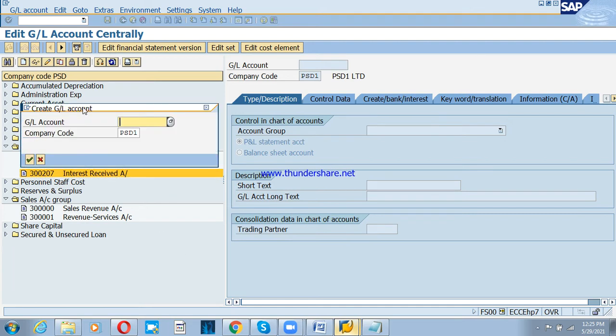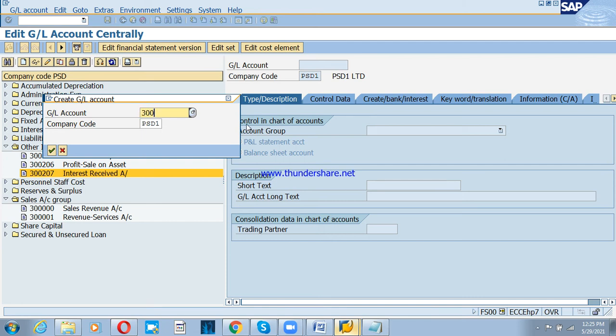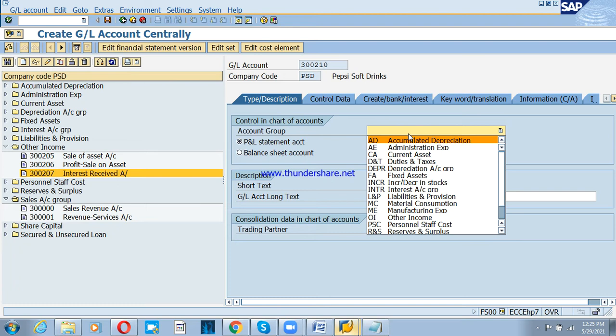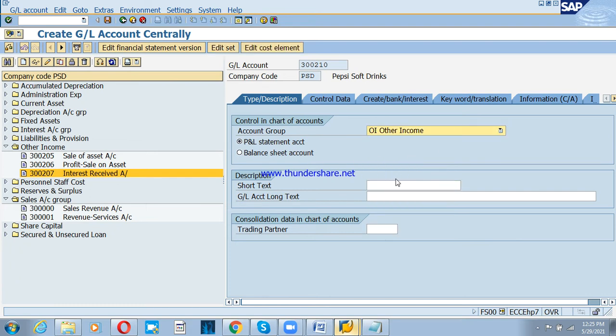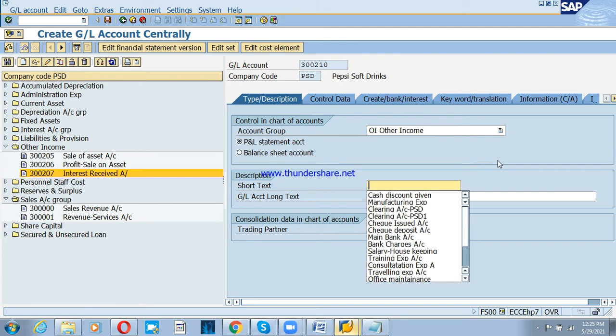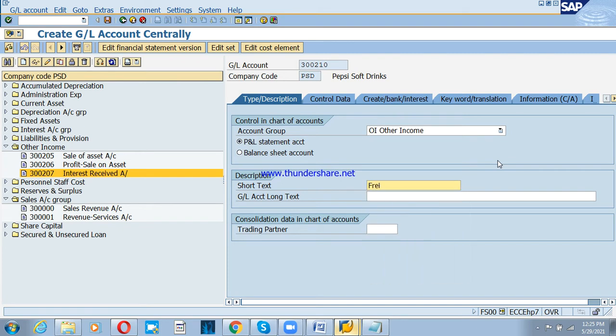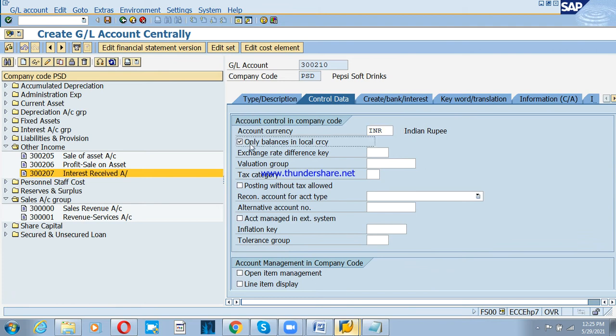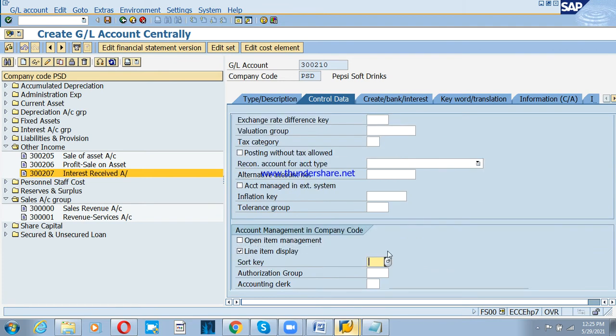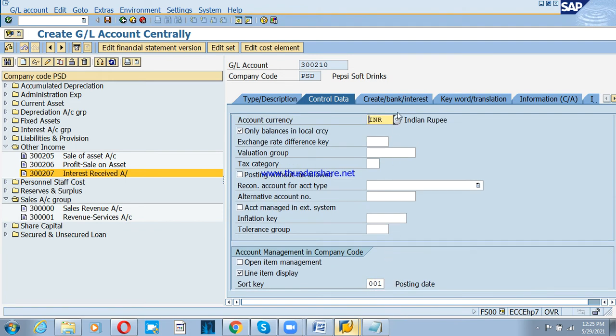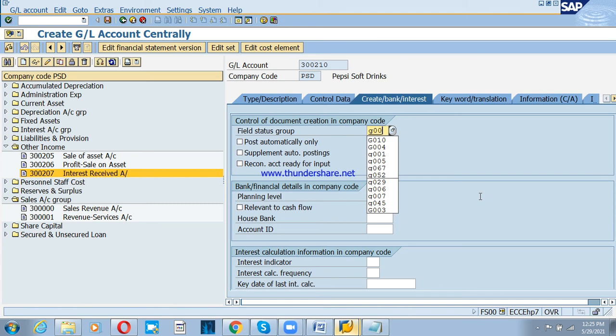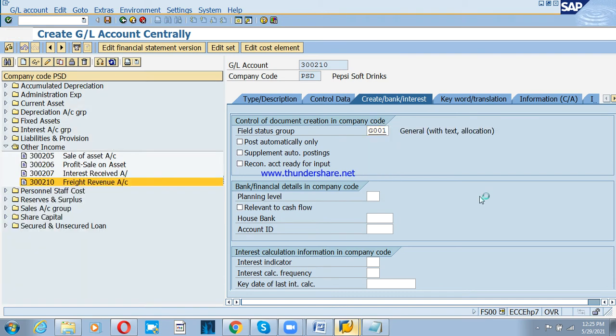Create. I'll take 300210, and the company code is PSD. Press enter. Account group, other income group. Then P&L account, freight revenue. Control data: it's a normal account. Select only balances in local currency. Select line item display. Sort key 001. Click on create bank or interest G001. Save.